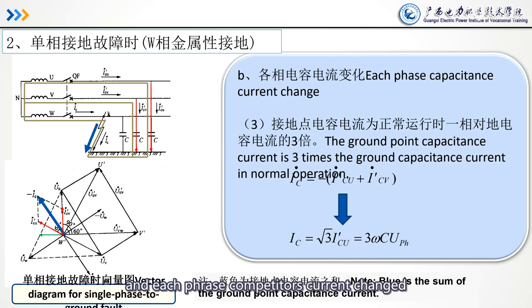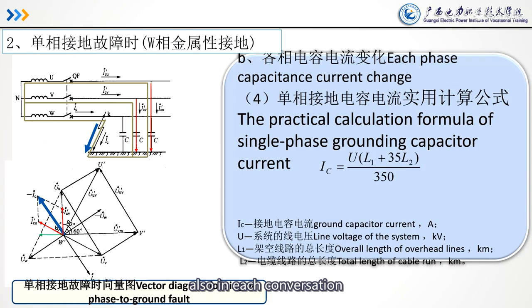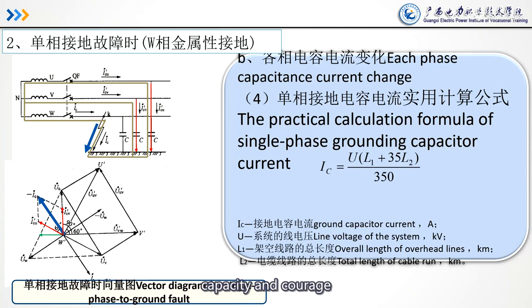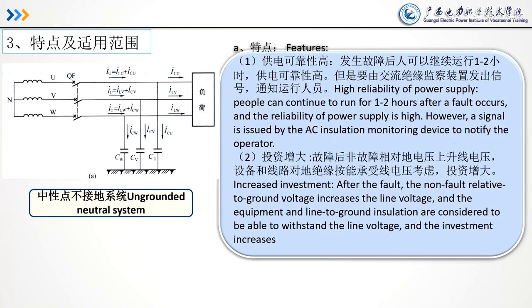And each phase capacitance current changes; the ground point capacitance current is 3 times the ground capacitance current in normal operation. And note the blue is the sum of the ground point capacitance current. Also, for each capacitance current change, we have a formula to calculate it. It is the particular calculation formula of single-phase grounding capacitance current. You can see it up here. And also, we have a vector picture for single-phase to ground fault.